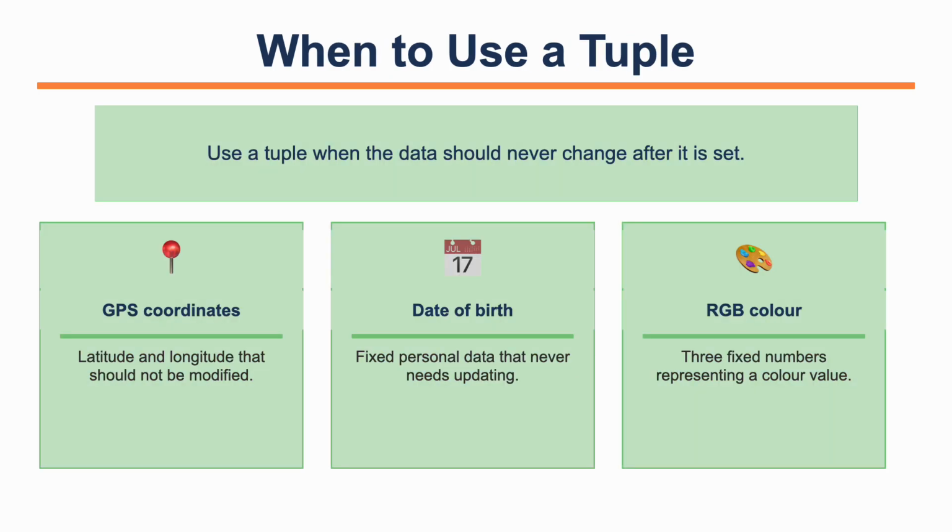Choose a tuple when you need data to stay exactly as it is. Think about GPS coordinates. Once you record a latitude and longitude, those numbers should never change by accident. The same logic applies to a date of birth or a color value. That kind of data is fixed, and a tuple enforces that.